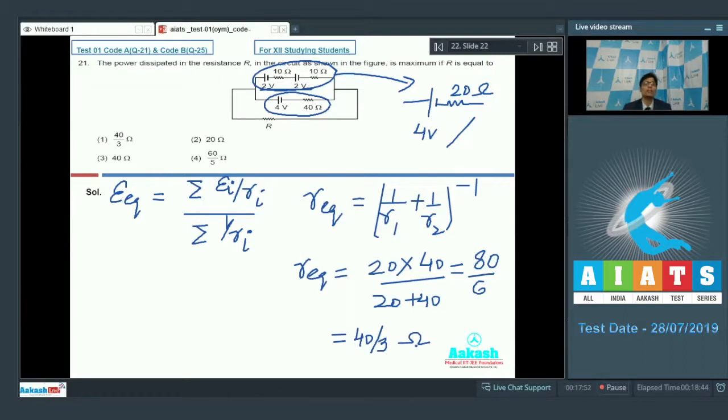Now dear students, from the concept of maximum power transfer, we know that when the resistance of the external load is equal to the internal resistance of the battery, then the power dissipated through the external load is maximum. Therefore, for the maximum power, the value of R should also be equal to 40 by 3 ohms. So the correct answer for this particular question should be option number 1. Now dear students, let us proceed to the next question, which is question number 22.